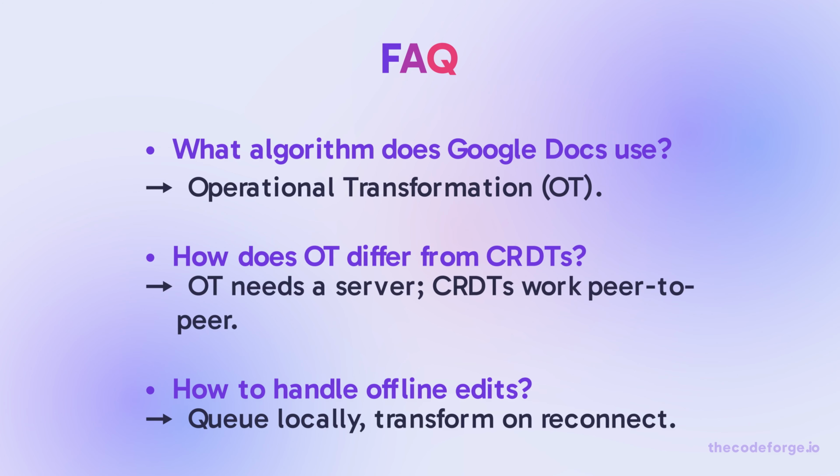And a few frequently asked questions. What algorithm does Google Docs use? Operational transformation, OT. How does OT differ from CRDTs? OT needs a server. CRDTs work peer-to-peer. How to handle offline edits? Queue locally, transform on reconnect.